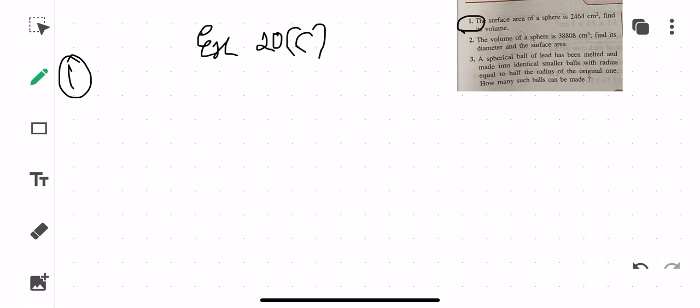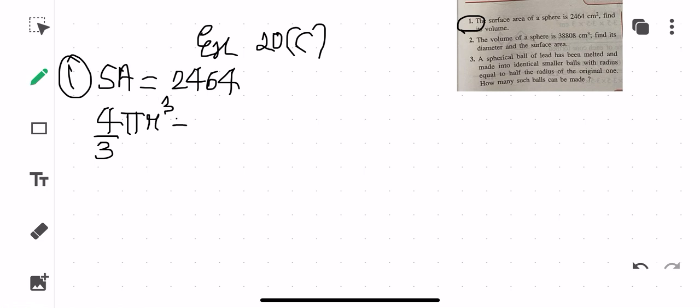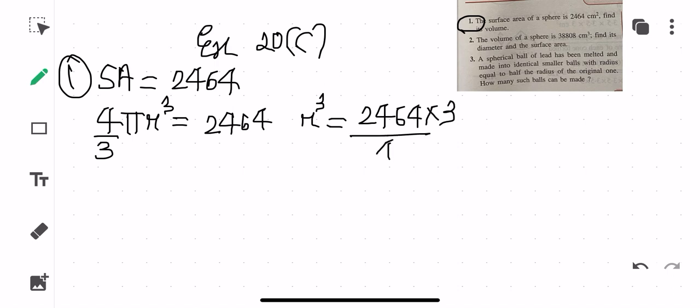Why? Because children, what are they asking? They are asking that the CSA of this particular figure, the surface area of a sphere. So surface area is equal to 2464, children, means what? 4 by 3 pi r cube is equal to 2464. So this exercise is all about calculations, children, that how well you are able to calculate. So how much will be r cube equal to, children? R cube will be equal to 2464 into 3 divided by 4 into pi.